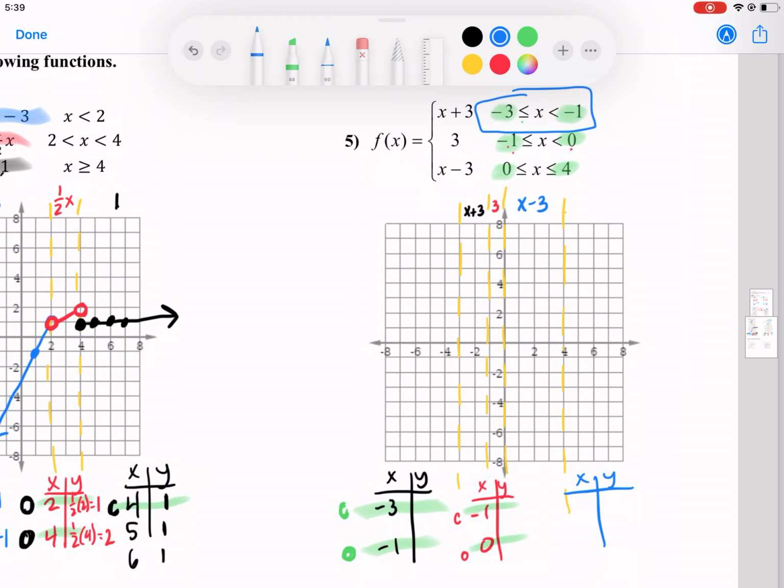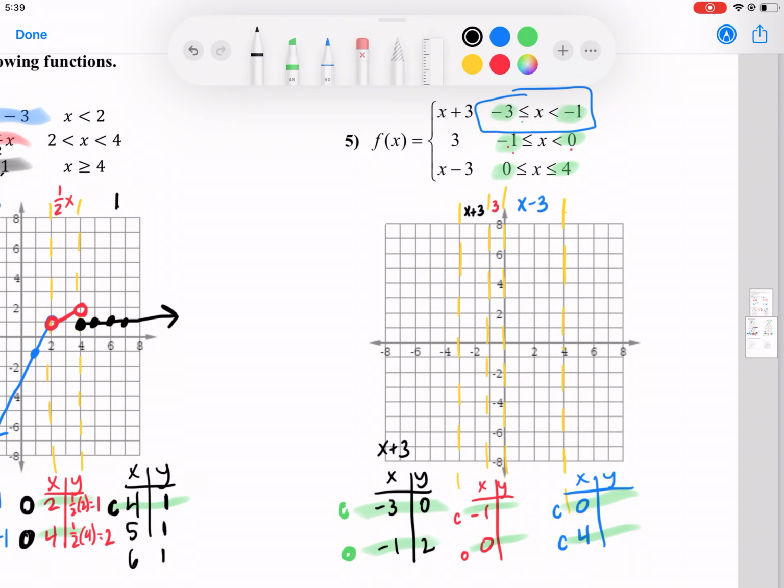And then our last one, it's between 0 and 4, so we're going to use both of those numbers, so we won't need to pick any other numbers outside of that. And both of those are closed because they're both equal to, so closed, closed. Well, let's start plugging things in. So -3, so we're plugging it into the x plus 3. I'm just going to write that up here. So -3 plus 3 is 0, and -1 plus 3 is 2.